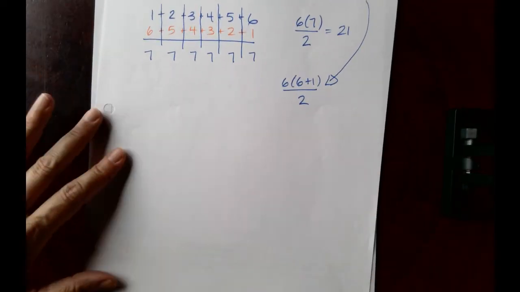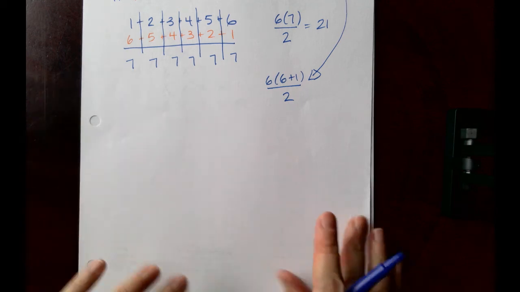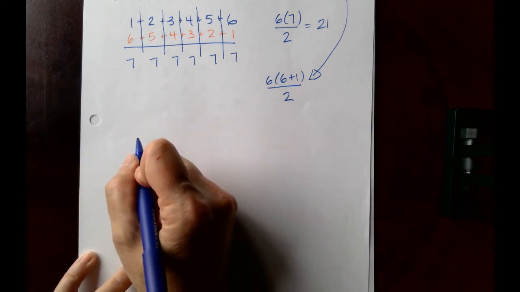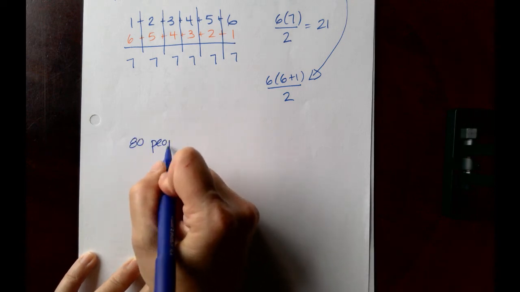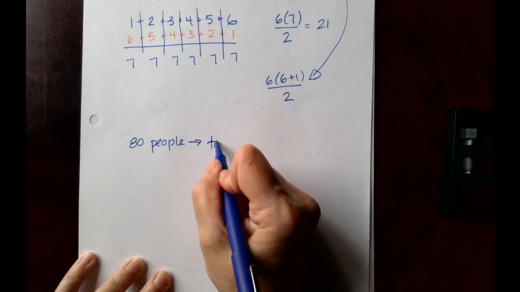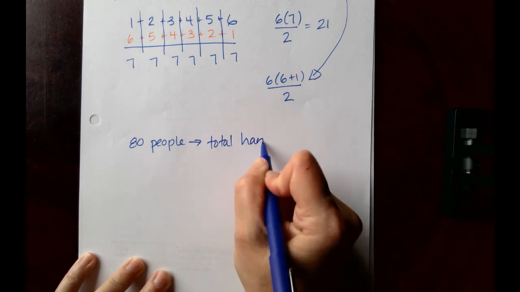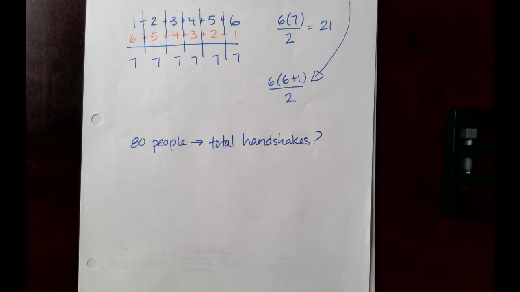Let's come back over here where I have some space, and let's say we have 80 people in a room, and we want to know the total number of handshakes that would need to occur if each person shakes hands with each other person in the room exactly 1 time. This was the handshake problem.